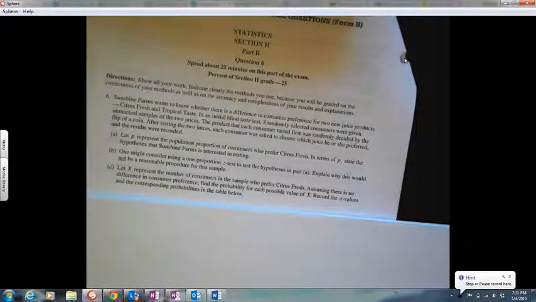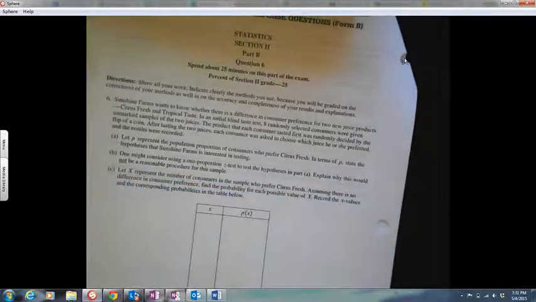Just wanted to record part 6C through F. So part 6C said let X represent the number of consumers who prefer citrus fresh. So they have a little table here. Assuming there's no difference in consumer preference, find the probability for each possible value of X. Record the values below. Okay.